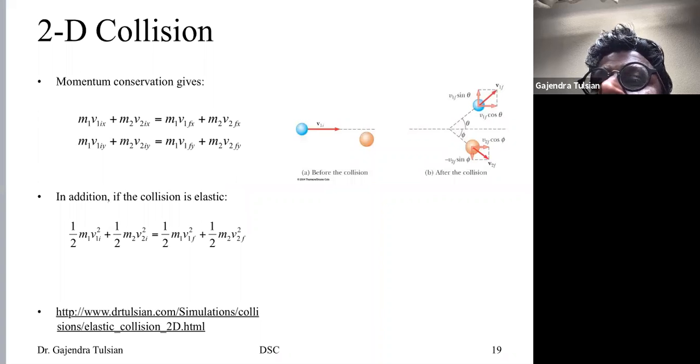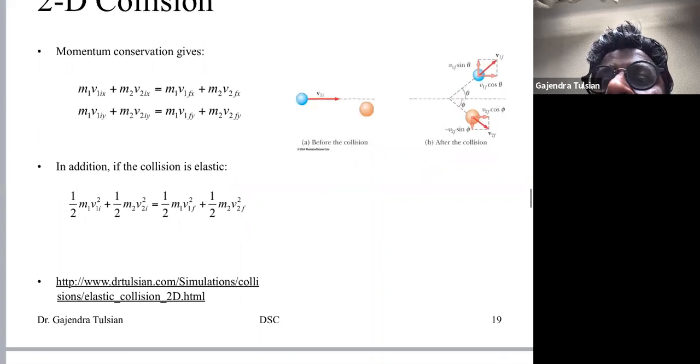That's what's written here. The x component of the momentum initially is equal to the x component after the collision. The y component of the momentum before the collision is equal to the y component after the collision. In addition, if the collision is elastic, then this equation is true as well: kinetic energy before is equal to kinetic energy after the collision. Now you have three equations that need to be satisfied, and you can use these to solve problems.